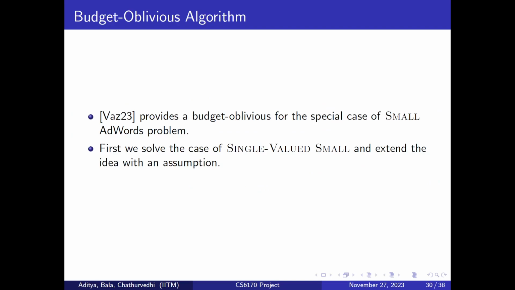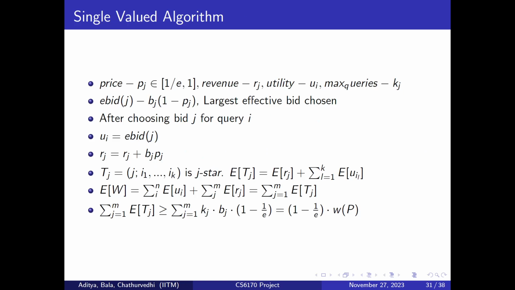provide an algorithm for small bids bipartite matching. First, we solve the single valued bids problem. Then we extend to the small bids problem with the given assumption. For the single valued algorithm, we first denote what p_j is, which is a random value chosen from 1 by e to 1 for every bidder, a revenue r_j for each bidder, and utility u_i initialized to 0, and the maximum number of queries as k_j for each bidder.